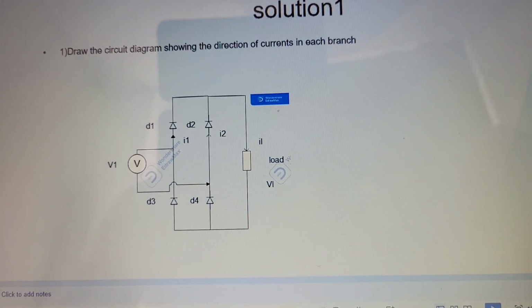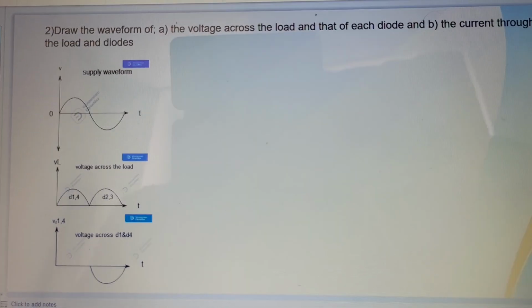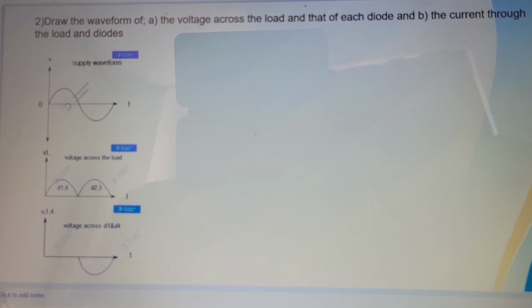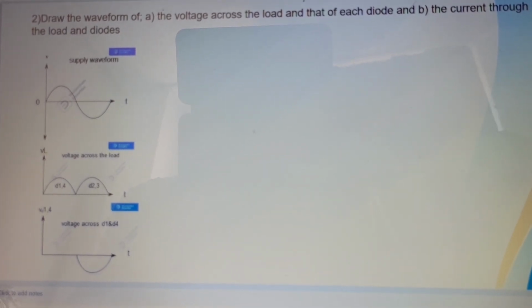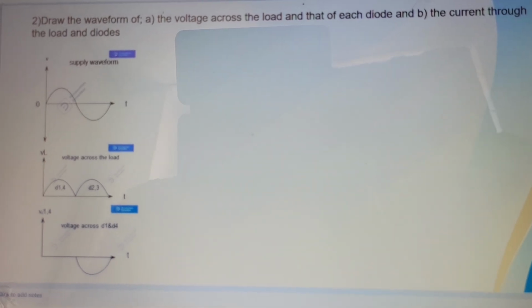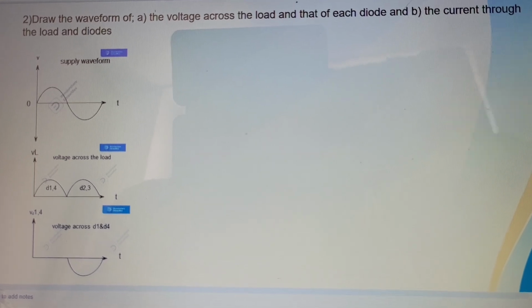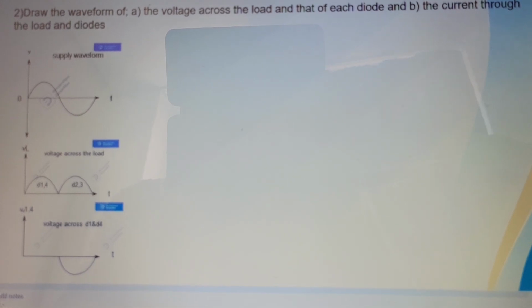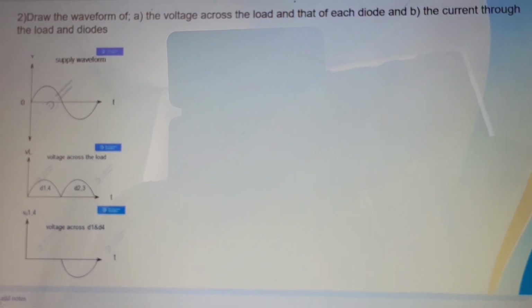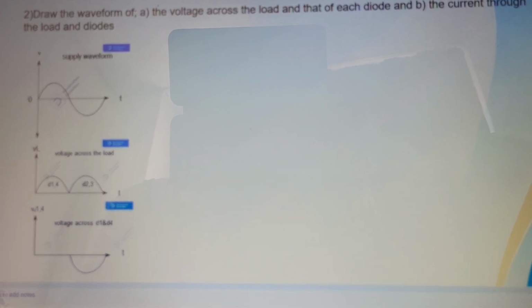So if we go to the next question, or please, if you have not gotten it or it's not clear, you just inbox me and you drop your difficulties where you have your challenges, then we are going to look at it later. The next question is talking about draw the waveform of the voltage across the load, and that of each diode, and the current through the load and the diodes.